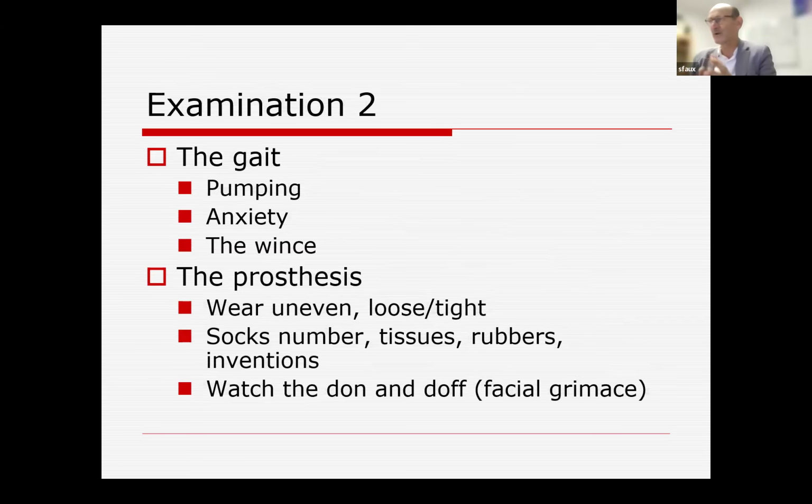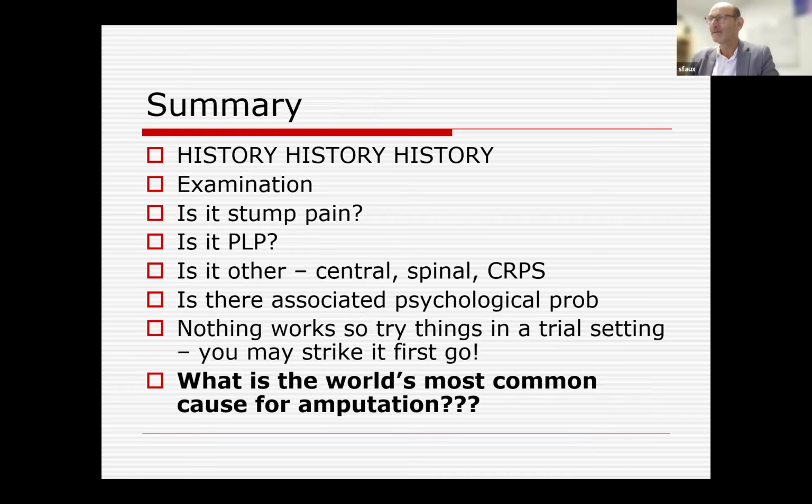Check the prosthesis. Is the wear uneven? Is it too loose or too tight? Check the number of socks used, and also if they're using any tissues or rubber bands or anything like that to improve the fit. And watch them put their prosthesis on and off. So history, examination. Is it stump pain? Is it phantom limb pain? Is it something else? Is there an associated problem? Nothing works, so you need to try it.